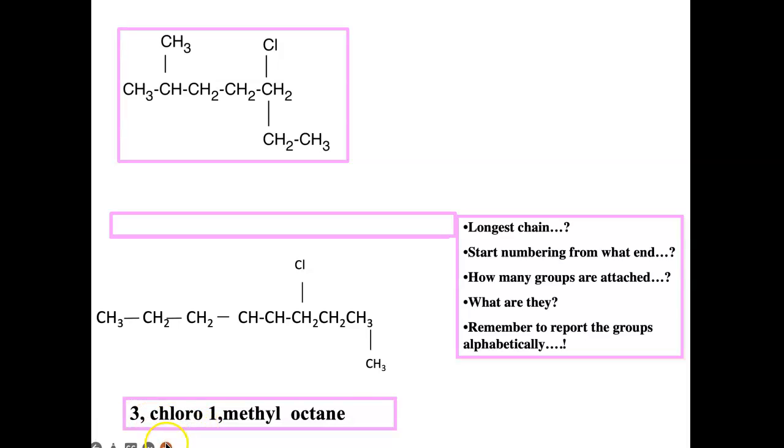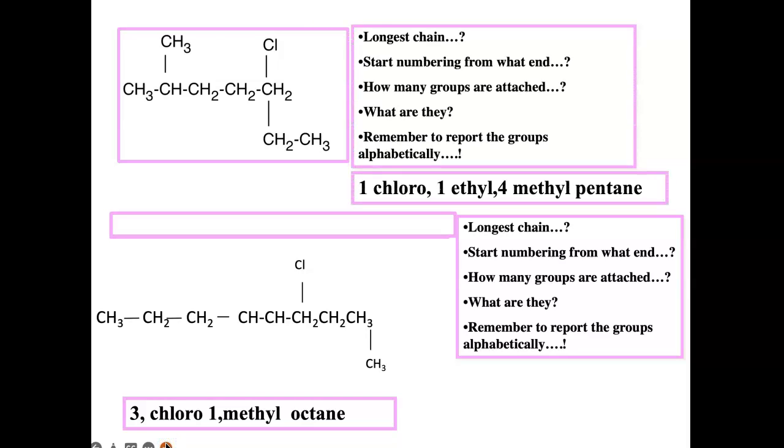So did you come up with 1-chloro, 1-ethyl, 4-methyl pentane? Oh, and I think I should have had, I believe we have an arrow here. So there's my 1-chloro, 1-ethyl, 4-methyl. Nope, that's correct, 4-methyl pentane. So that is how we name these molecules.